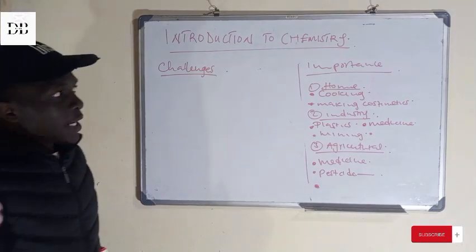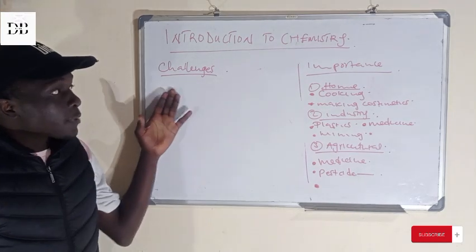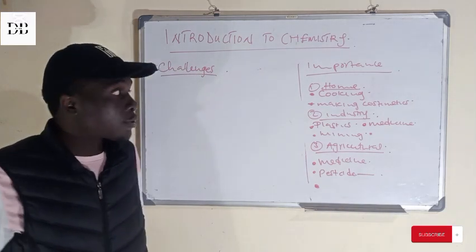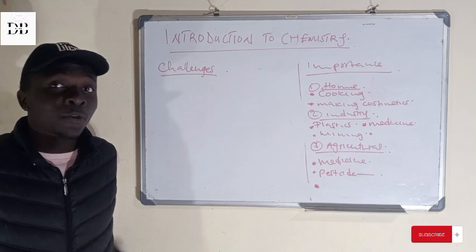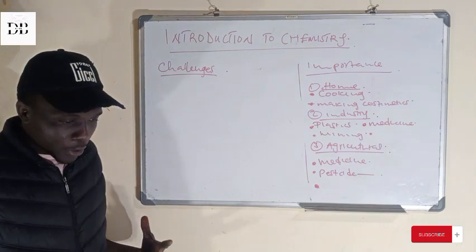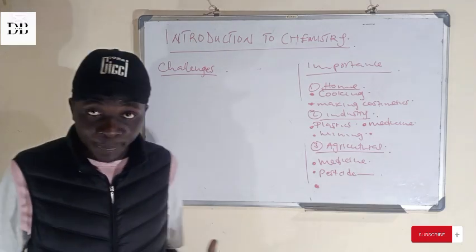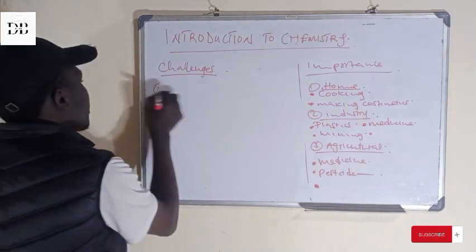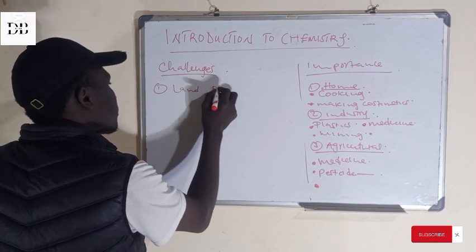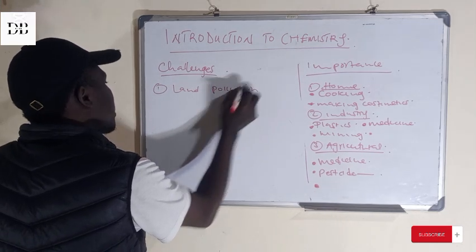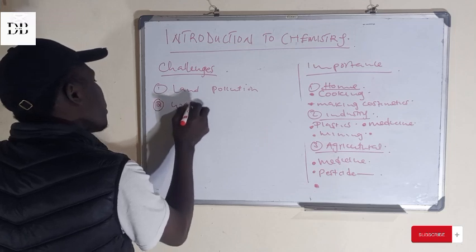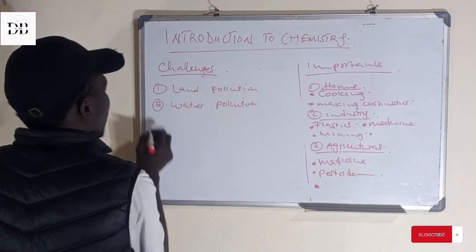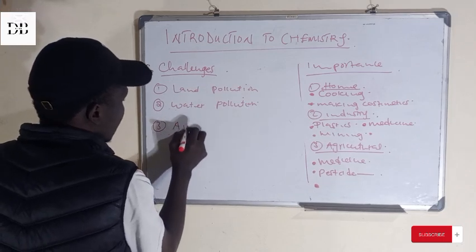Now, despite chemistry having an importance, these industries that produce these goods and services that we use in chemistry will have a lot of issues. Like, for example, the biggest issue will be pollution, contamination of the environment. For example, we'll have land pollution. Land pollution, we also have what? Water pollution. Water pollution, we also have air pollution.